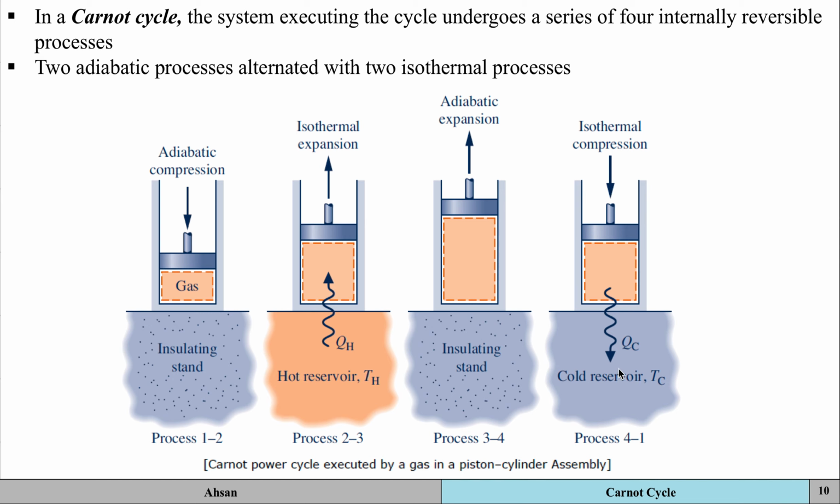Then from 4 to 1, we've got our assembly that is now placed in contact with a lower temperature reservoir, Tc, and the gas here is being compressed, so the volume is decreasing and the pressure is steadily increasing isothermally, so the temperature remains constant until the initial state is achieved, for which heat energy needs to be released, which is QC. So this is all the information that we need in order to translate all of this onto a PV diagram or a TS diagram.